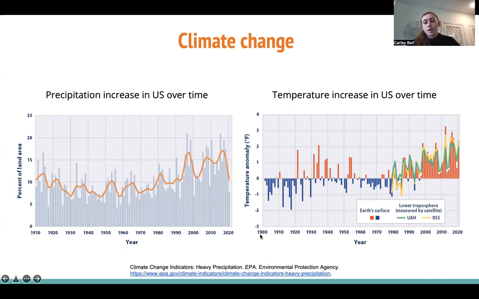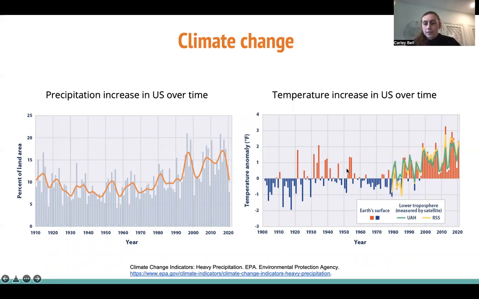And this graph goes from 1900 to 2020. So this graph actually has 10 more years on it. It goes back a little bit further. And on the y-axis, it has temperature in degrees Fahrenheit. So the 2 things we want to focus on in this graph are the orange bars and the blue bars. So first, we're going to talk about the orange bars. The orange and blue bars are both Earth's surface, but the orange bars are the actual land and air.